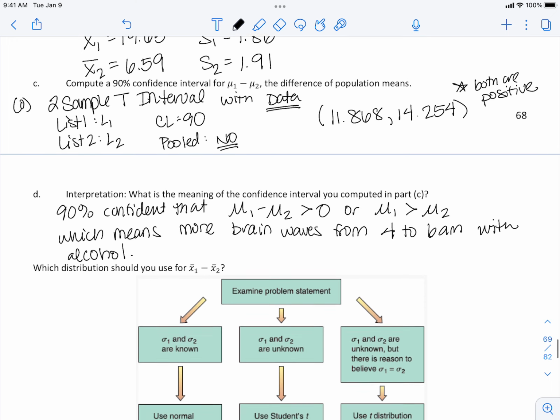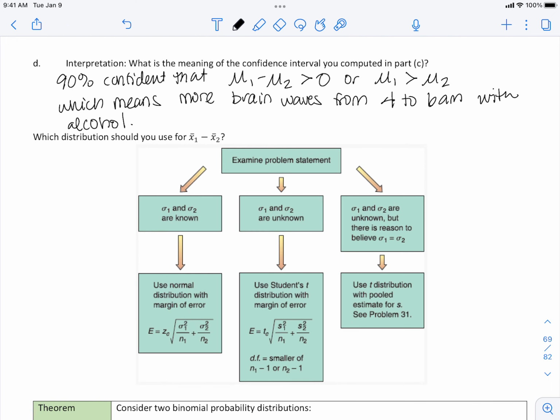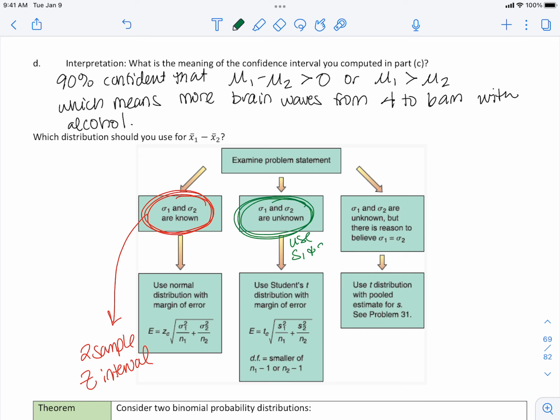All right, so how to know which distribution to use. Here we have that you examine the problem statement. If your sigma 1 and sigma 2 are known, then we're going to be using our 2 sample Z interval. If our sigma 1 and sigma 2 are unknown, that means we use S1 and S2, the sample standard deviations instead. And so that means we're going to use the 2 sample T interval.